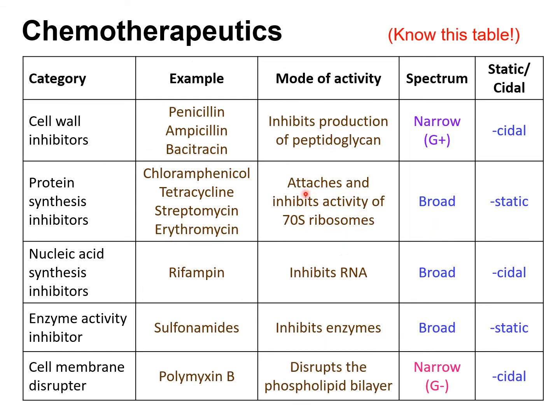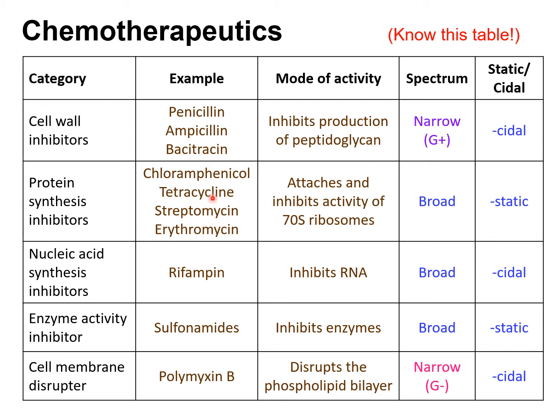Let's take a look at this table right here. It lists a bunch of antibiotics for you. As you can see, antibiotics can target several different things. So let's talk about this group right here. This group of antibiotics, they target the cell wall of the bacteria. So basically, they prevent the production of the cell wall. So they inhibit the production of the peptidoglycan. And these antibiotics, they are narrow spectrum, so they work against the gram-positive bacteria. They're cidal, so they're going to kill the bacteria.